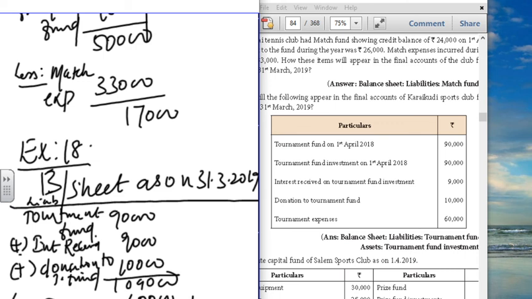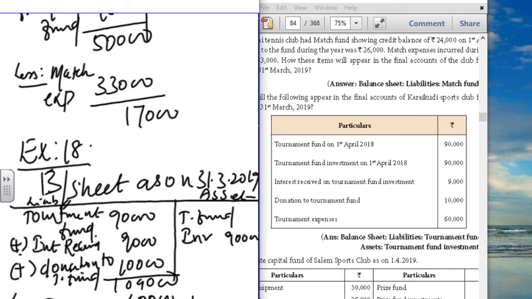All these items should appear only on the liability side, and on the asset side you are going to write only one thing, that is tournament fund investment. This is the only thing you are going to write on the asset side. Why are you writing it on the asset side? Since it is an investment, you are going to write it on the asset side. So this is the method to do the tournament fund also.